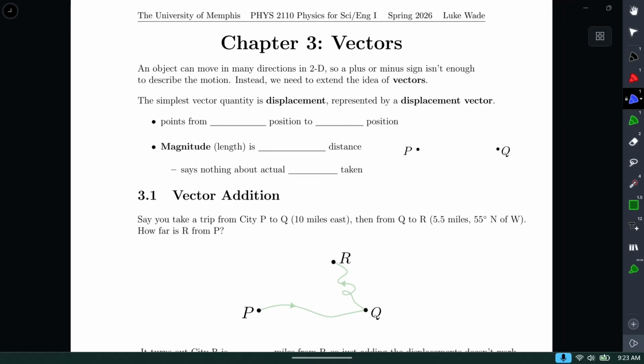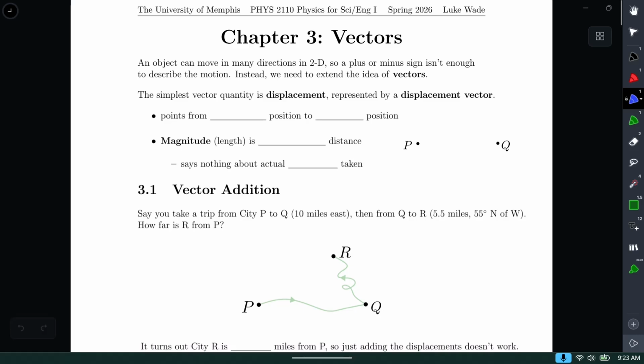The main problem is, in the last chapter, we got away with using just a plus or minus, but that's because there were only 2 possible directions. What do you do when you add 2 more directions to that? Or even 2 more on top of that, because you could have 3D motion. And that's what we have to figure out in this chapter.